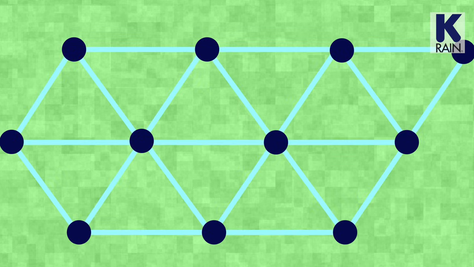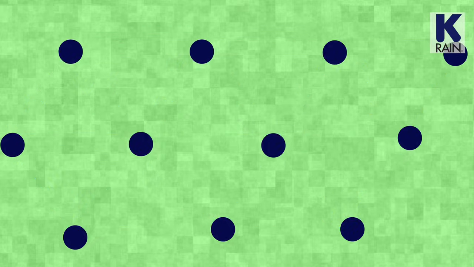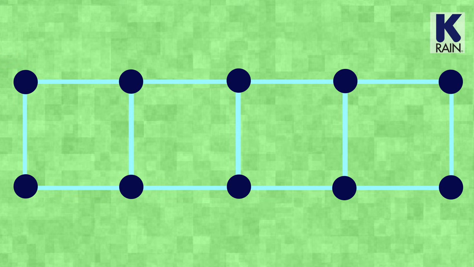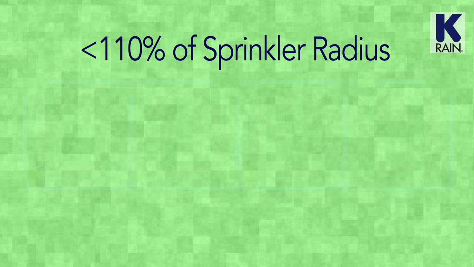In the case of triangular spacing, the sprinklers are laid out at corners of equilateral triangles in a triangular grid, with each side of the triangle less than or equal to 120% of the sprinkler radius. In the case of square spacing, the sprinklers are laid out at the corners of squares in a grid. Square spacing is less efficient than triangular spacing. There is a weak spot in the middle of the square, so each side of the square should be less than or equal to 110% of the sprinkler radius.